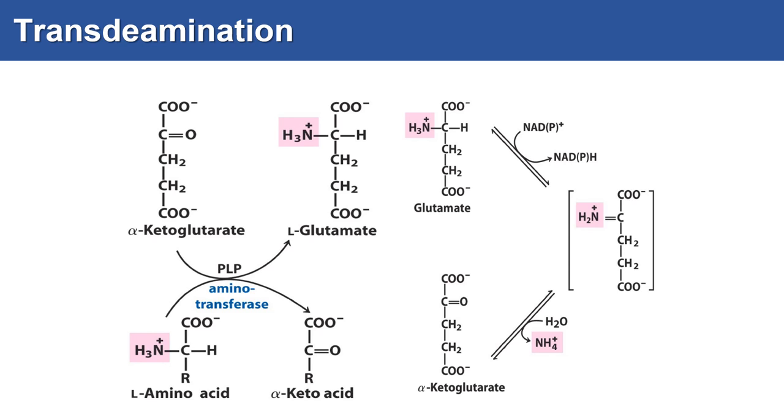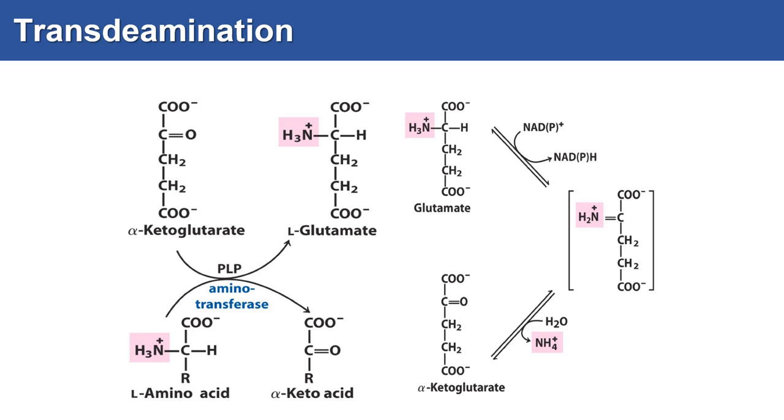PLP forms a Schiff base with a second keto acid. So that's the organic chemistry behind it. Transamination is used for catabolic as well as anabolic processes, so we see this almost everywhere.